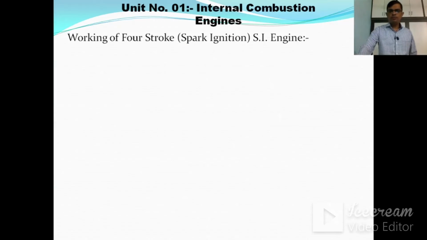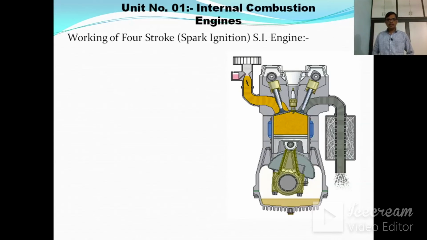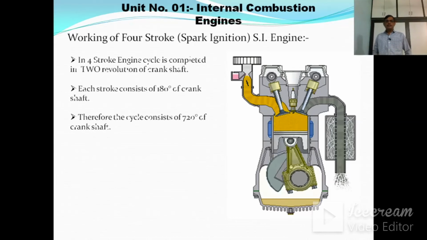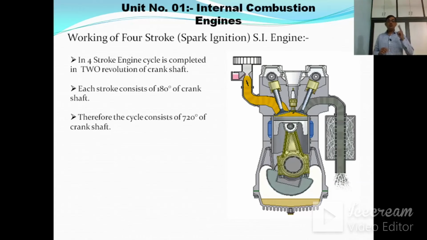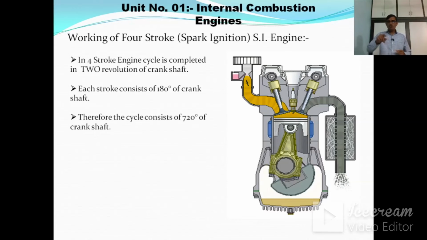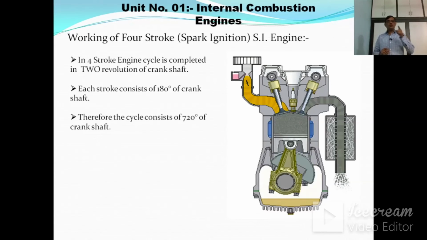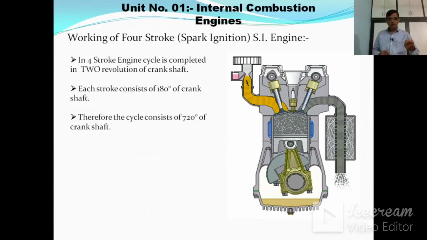Okay, now the working of the four-stroke SI engine. In a four-stroke engine, two revolutions of the crankshaft are completed. The circular moving part below is called the crankshaft. When this crankshaft completes two full revolutions, it is called a four-stroke engine.